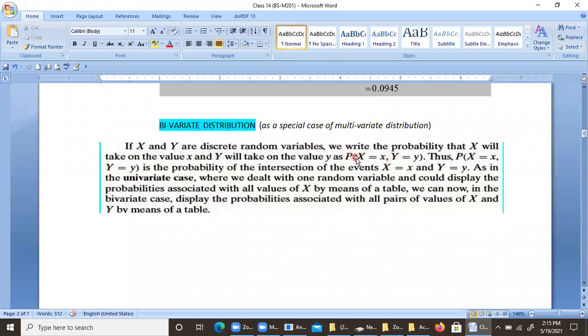We write the probability that capital X is taking the value small x, and at the same time capital Y is taking the value small y. This is denoted by this notation. And thus, this probability is the probability of the intersection of the events capital X equal to small x and capital Y equal to small y. As in the univariate case, where we dealt with one random variable and could display the probabilities associated with all values of x by means of a table, we can now in the bivariate case display the probabilities associated with all pairs of values of capital X and Y by means of a table.